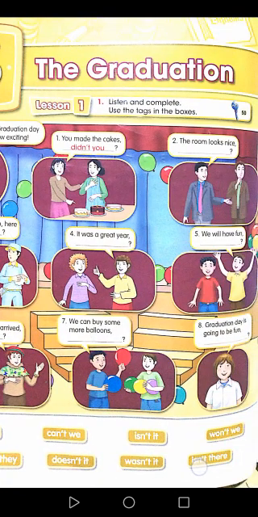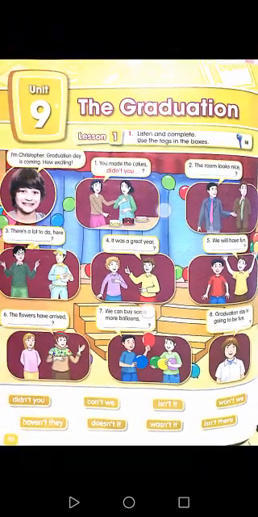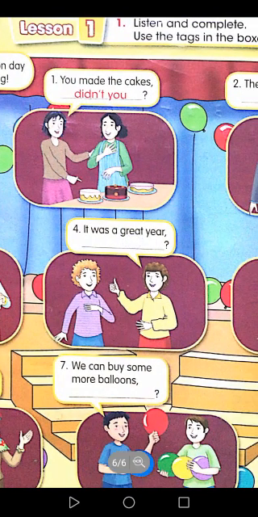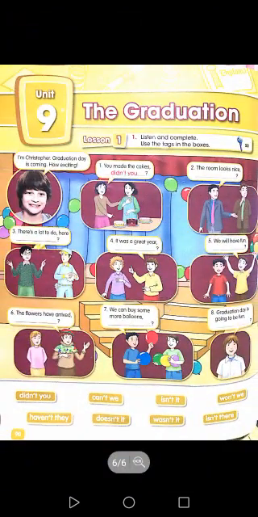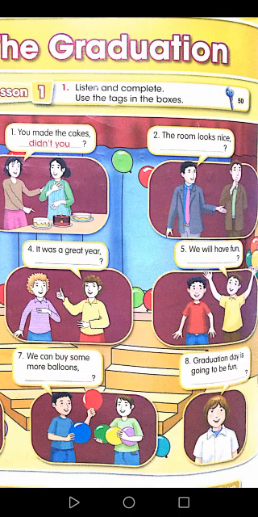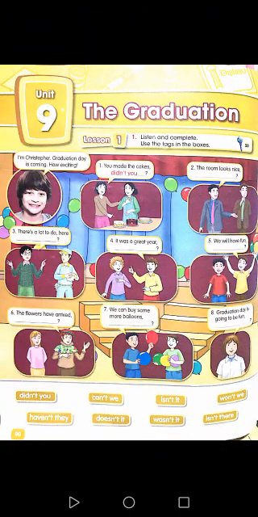We will choose this box. Number 4, it was a great year, wasn't it? Where is wasn't it? Here. Excellent. Number 5, we will have fun, won't we? Where is won't we? Excellent, guys. Here, won't we?